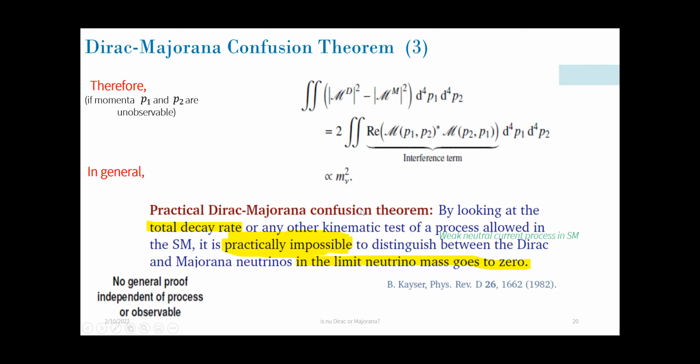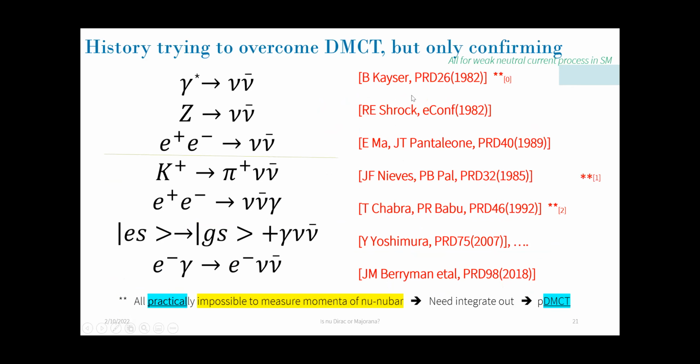The practical Dirac-Majorana confusion theorem was by Kaiser in 1982. But this is actually not a theorem at all, because there is no general proof independent of process or observables. This has been done only for these cases. This is the history of the DMCT: gamma to nu nu-bar, then at the three-level, the rate induces nu nu-bar, and then e plus e minus to nu nu-bar. These are two-body final states.